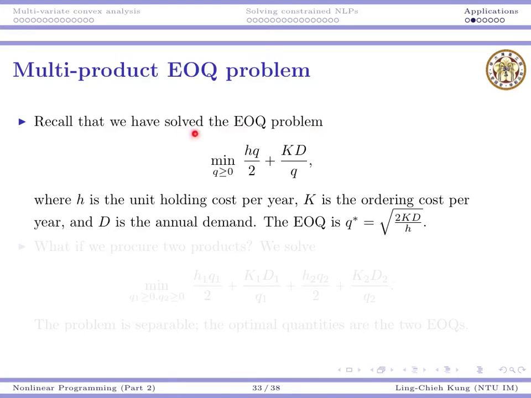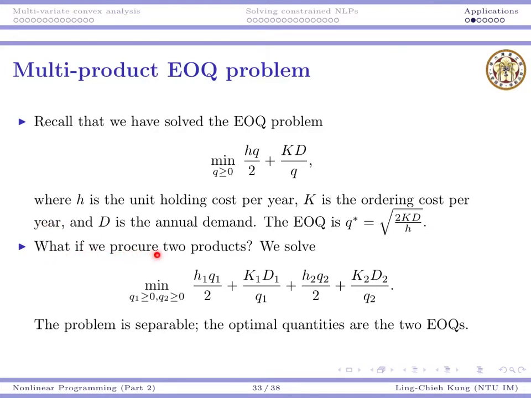We know that we have solved the EOQ problem like this, where H is the unit holding cost per year, K is the ordering cost per order, and the capital D is the annual demand. The EOQ is just Q star, which is the square root of 2KD over H. So this is something you know.